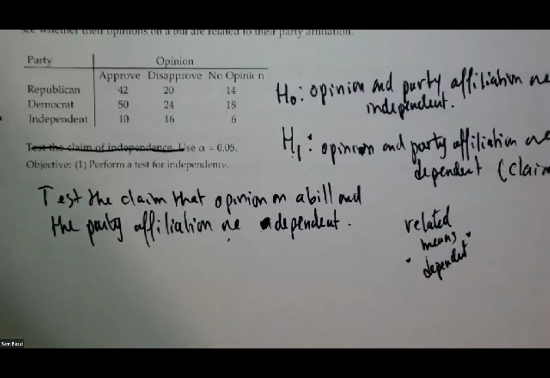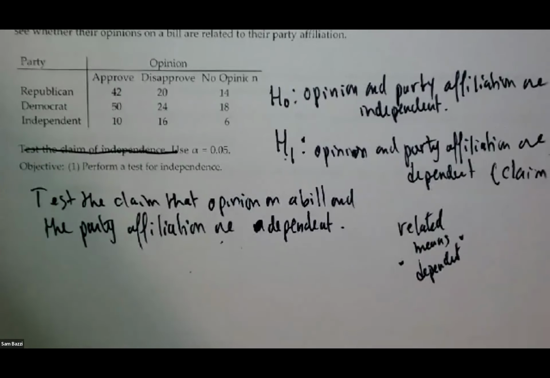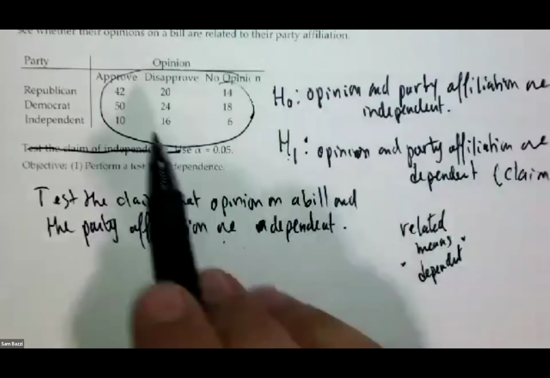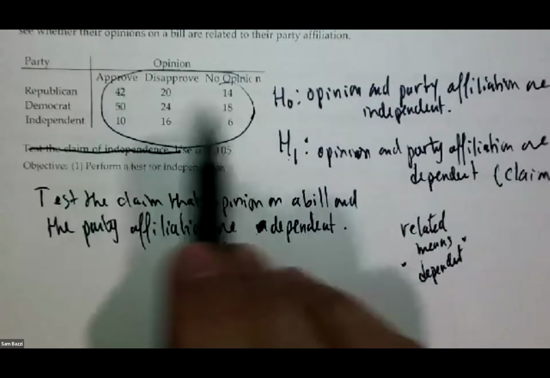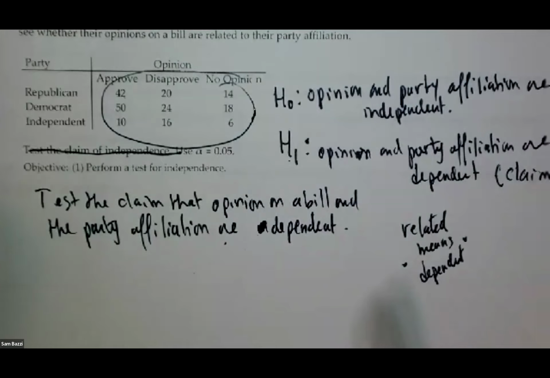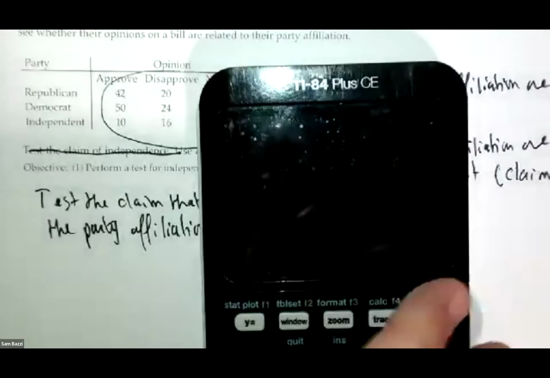Okay, how we're going to run the test. I'm going to show you how to do it on the calculator and in StatCrunch. To do it on the calculator, guys, you have to enter this data as a table. And this is a table that has 3 rows of data and 3 columns of data. So watch me doing this using the matrix option. Watch.